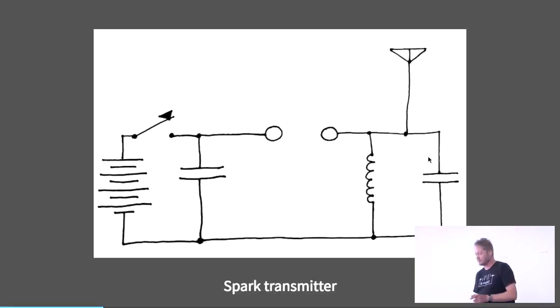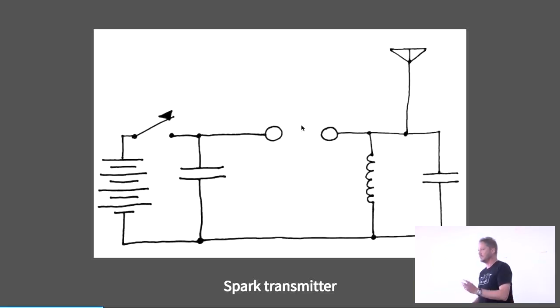happens. And so what a spark gap transmitter did, when you push the button, the Morse key, the battery charged the big capacitor with a lot of energy. And when it reached enough energy to cause a flashover in the spark gap, enough voltage sitting there that it punched through the air and made a huge spark, that energy is doing what a lightning strike does. You can hear that on the radio.